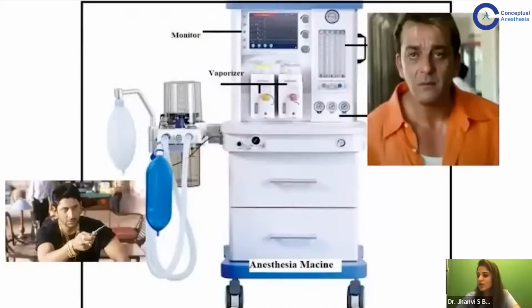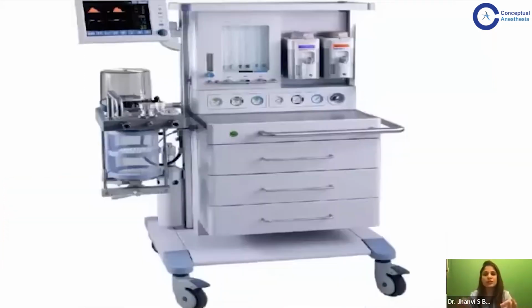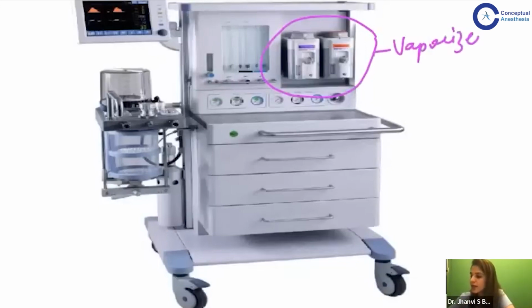Okay. So now we are going to discuss machine, circuit, and the simple kind of questions that are asked about it. We are not going to go too much into detail, only the questions that are asked about it. So now this is the anesthesia machine, as all of you can see. And what is this that you can see here mounted on the top of the machine? Yes, these two things that you can see, these two dabbas, they are called vaporizers.